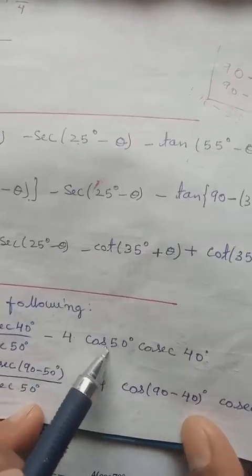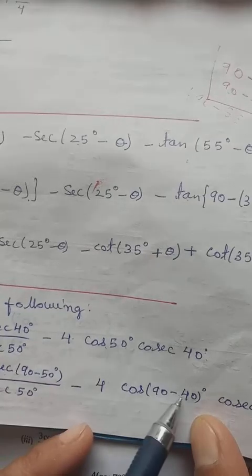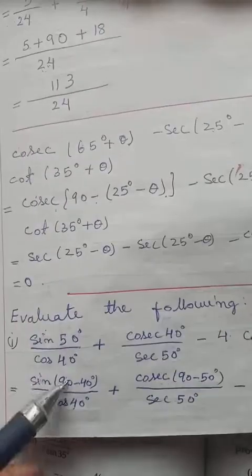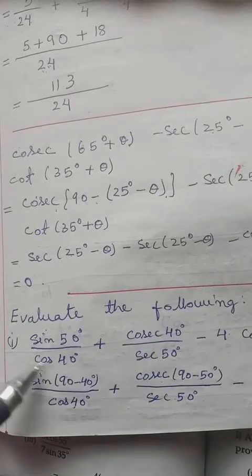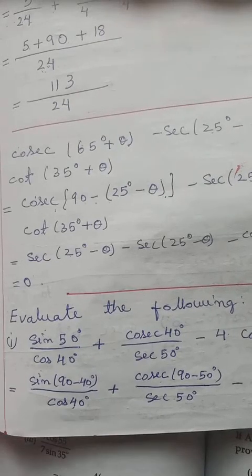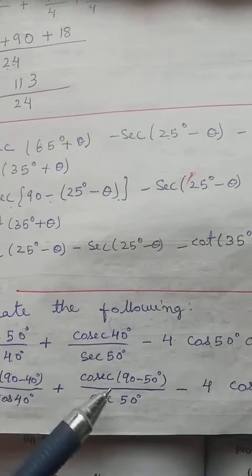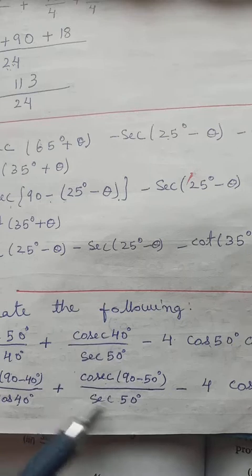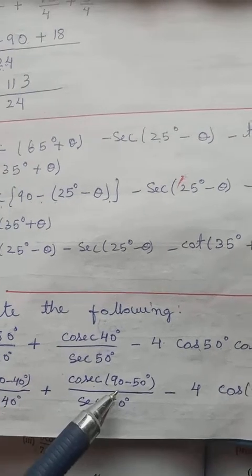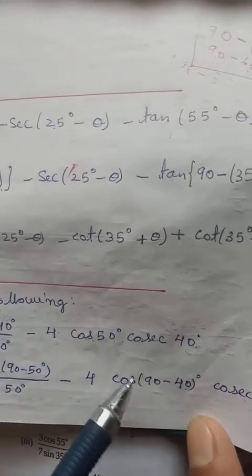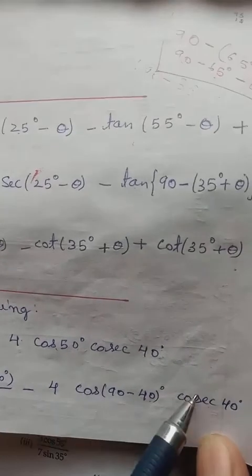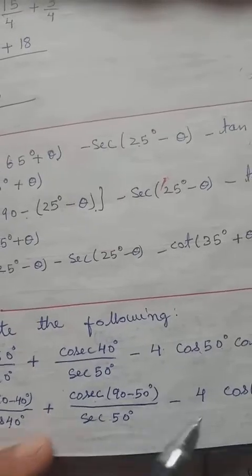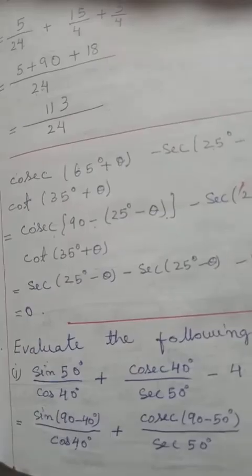Then 4 cos, 90 minus 50 will be 40. This one is already 40, no need to change. So now, okay, sine will go to cos. So cos divided by cos 40 will be 1. Cosec will change to sec 50, because when they change 90 goes away, sec 50. So 1 plus 1 we have 2. Then here cos will change to sine. Then cos sec we know is 1 by sine, so again it becomes 1. So 2 minus 4, the value will be equal to minus 2.